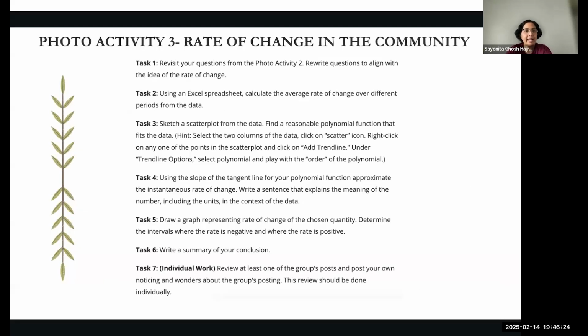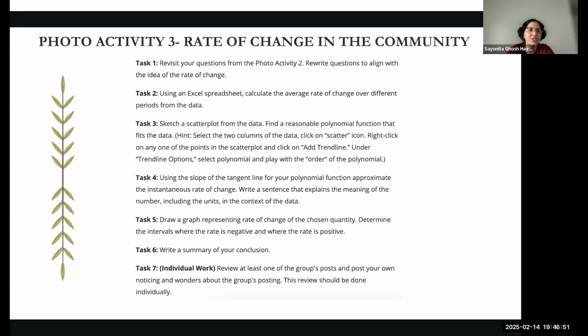And the third activity: the first two were done in day 1 and day 2, and the third activity was introduced later in the summer session after the rate of change was covered. So here, based on the day 2 activity, students were asked to revisit their questions from the photo activity 2 and rewrite their questions to align with the idea of rate of change.